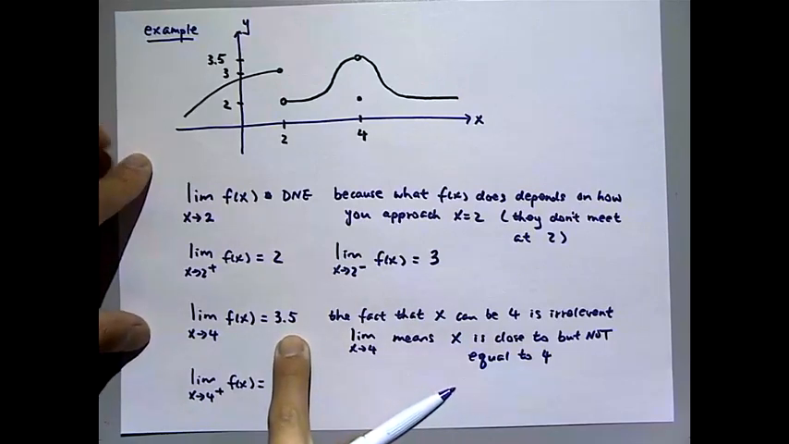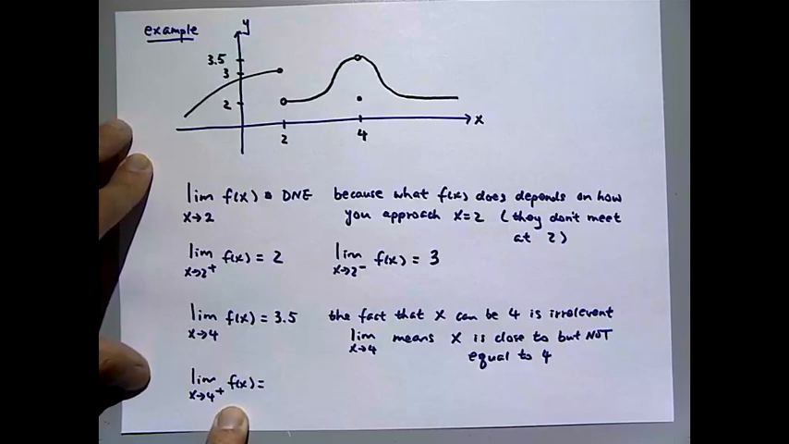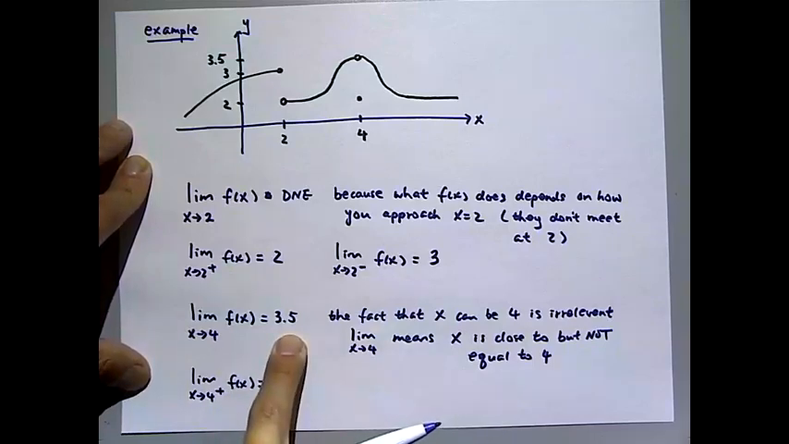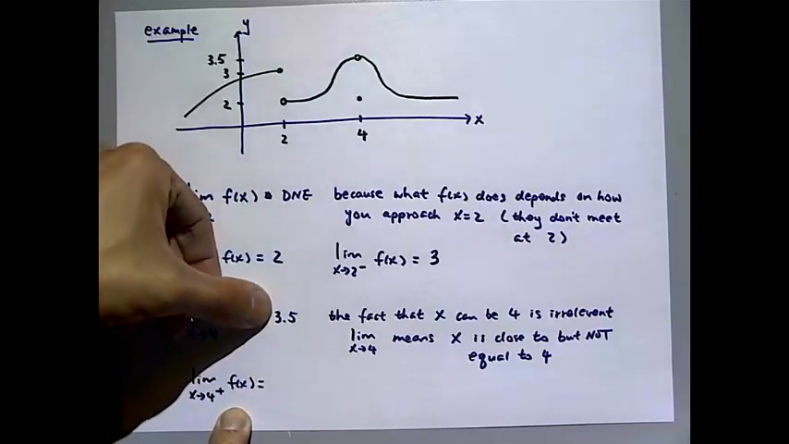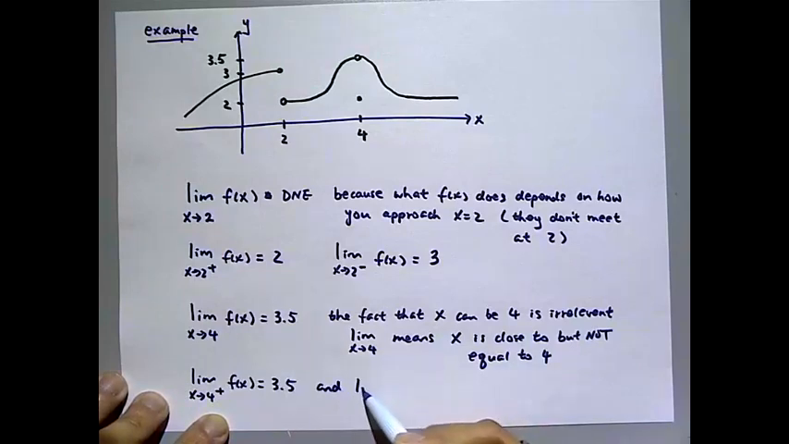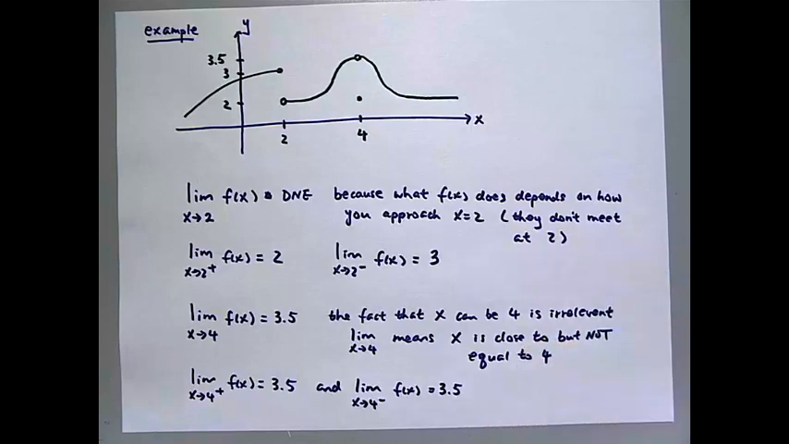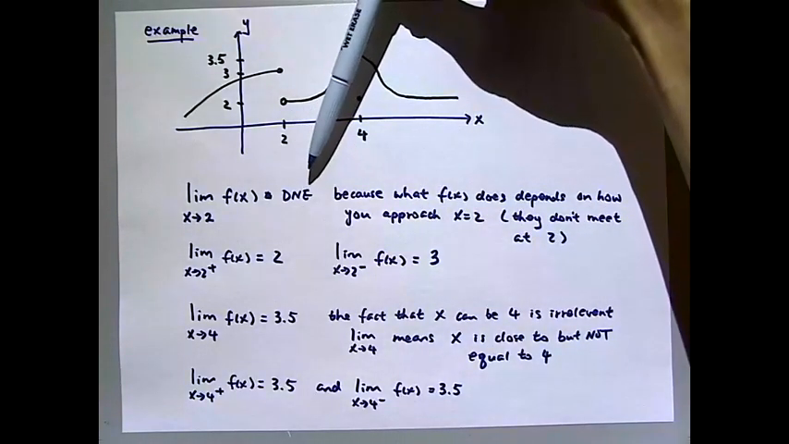If the regular limit exists, that is automatically also the two one-sided limits. If that limit exists, that implies that it doesn't matter which way you approach, you'll always get 3.5. So the limit from the right is going to be 3.5, and the limit from the left is also going to be 3.5. Okay? So if they are different, then the regular limit does not exist.